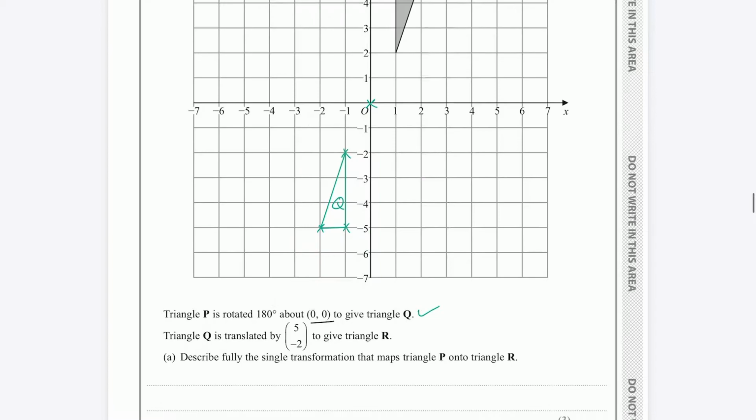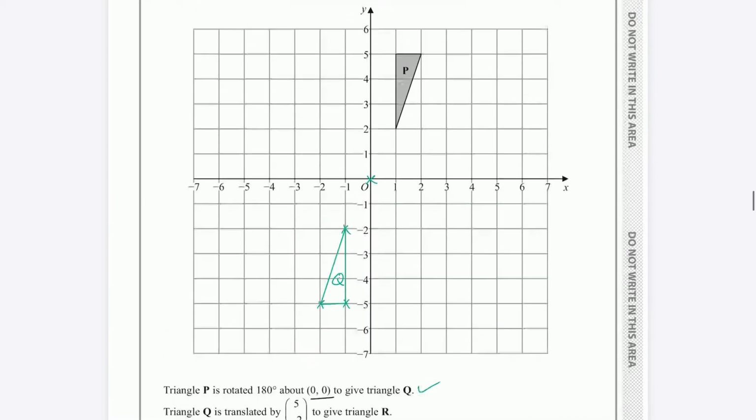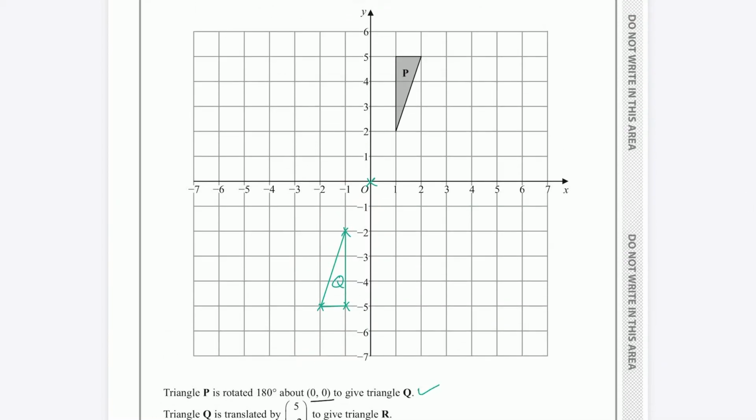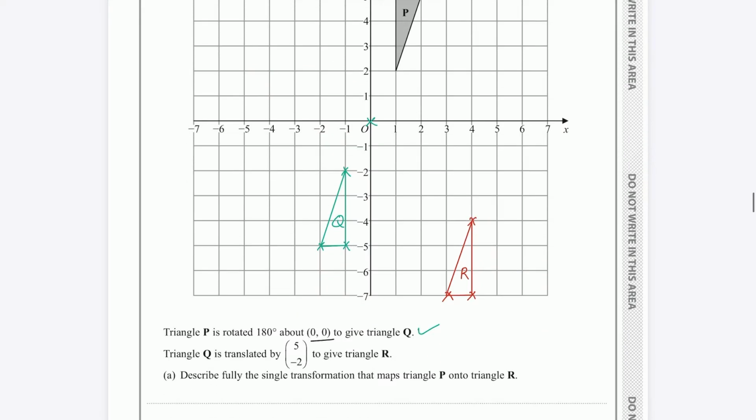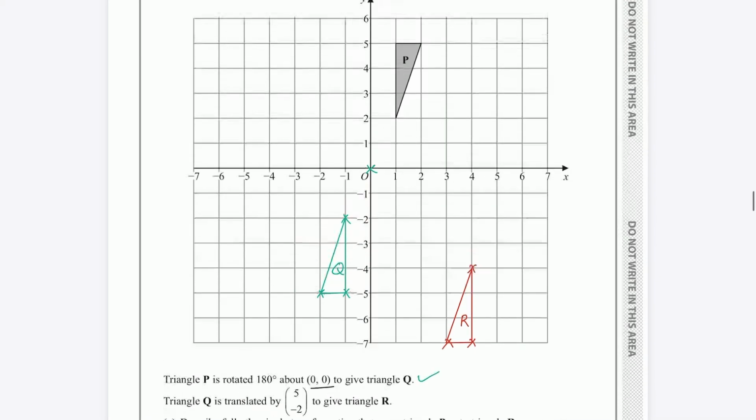The second bit says Q is translated by 5, minus 2 to give R. So if I move the first point 1, 2, 3, 4, 5, and then -2, that ends up there, and I can figure the rest out just from the height of the shape. So that then becomes R, and you definitely want to be drawing these on the graph. And then it says describe fully the single transformation that maps P to R.